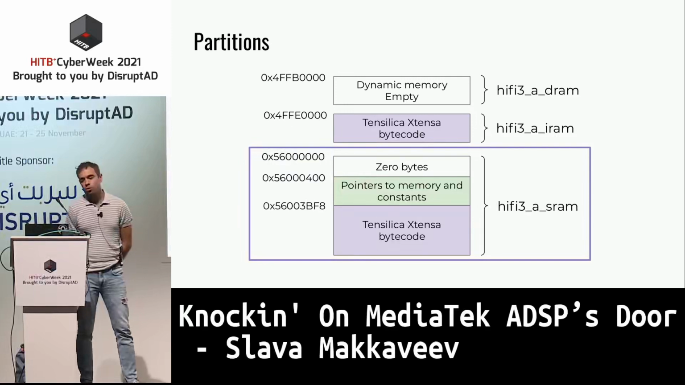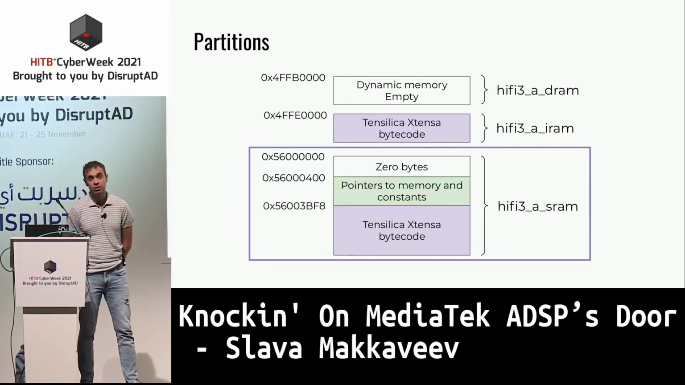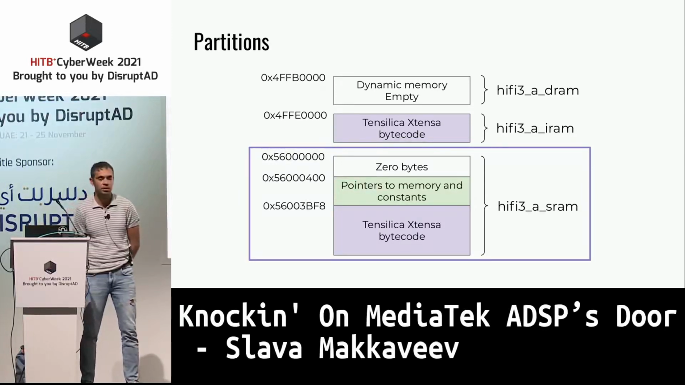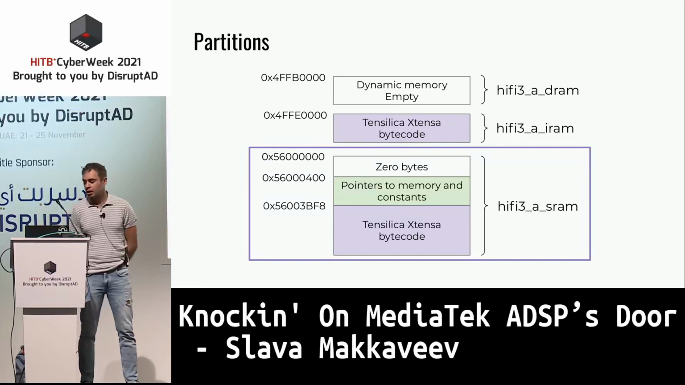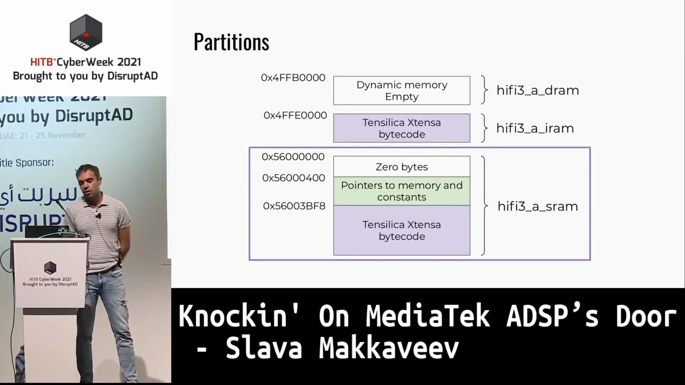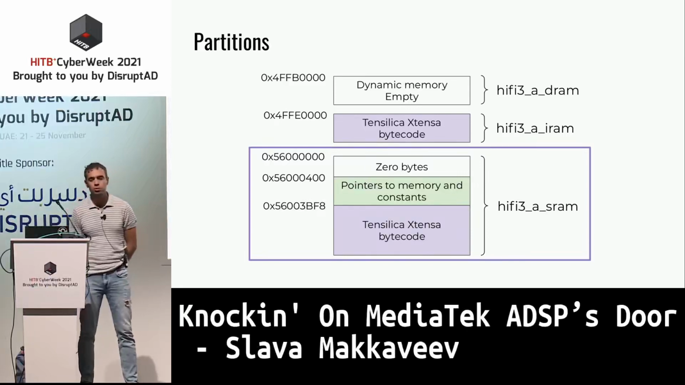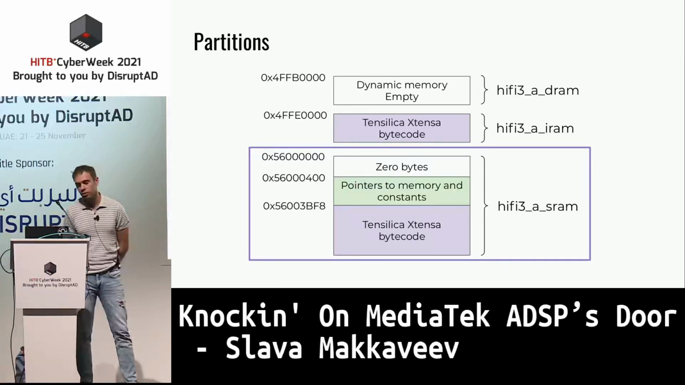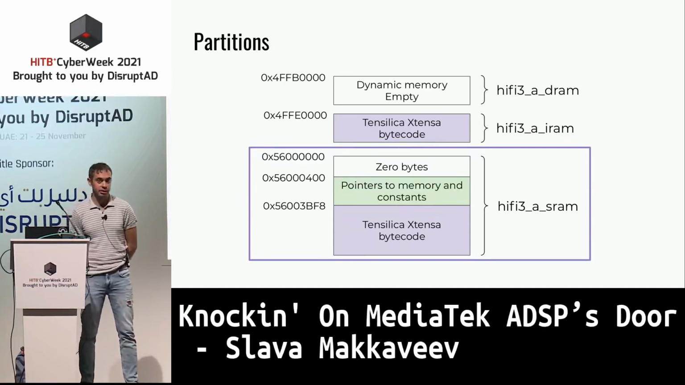Let's take a closer look at the SRAM partition. The partition starts with 400 bytes. It means that there is no file format here, and we are dealing with raw data. Next, about 4 kilobytes appear to be pointers to memory, mostly located after the 560000 address. And next, starting from the 3BF8 address, is the Tensilica Xtensa bytecode.